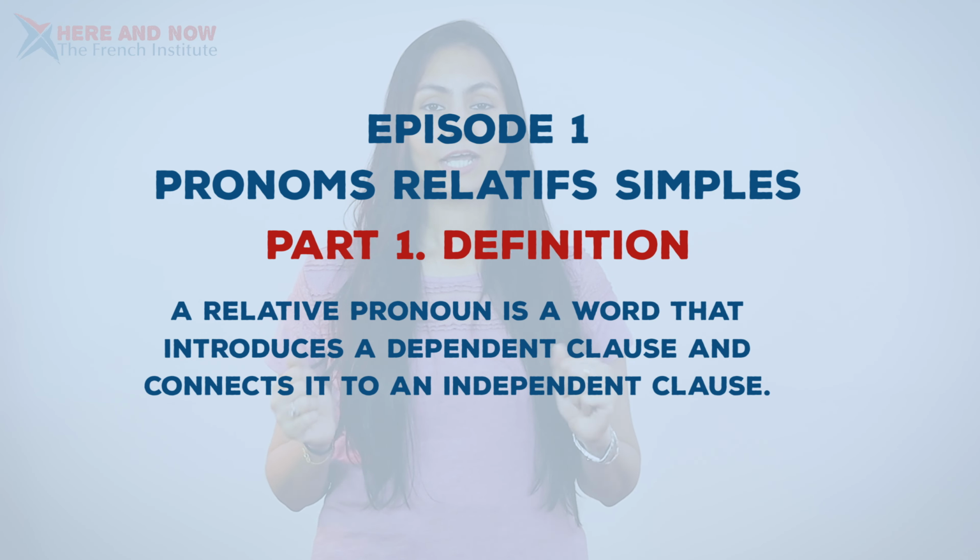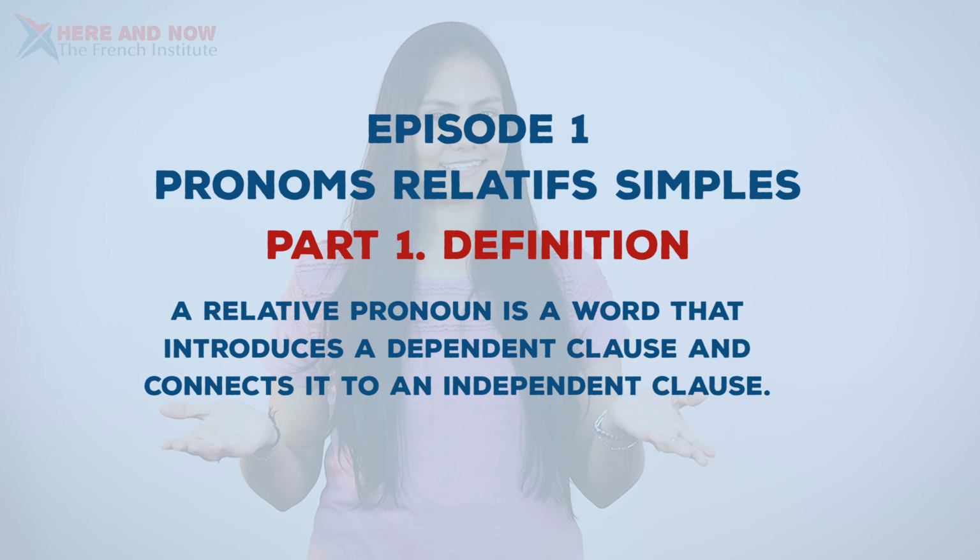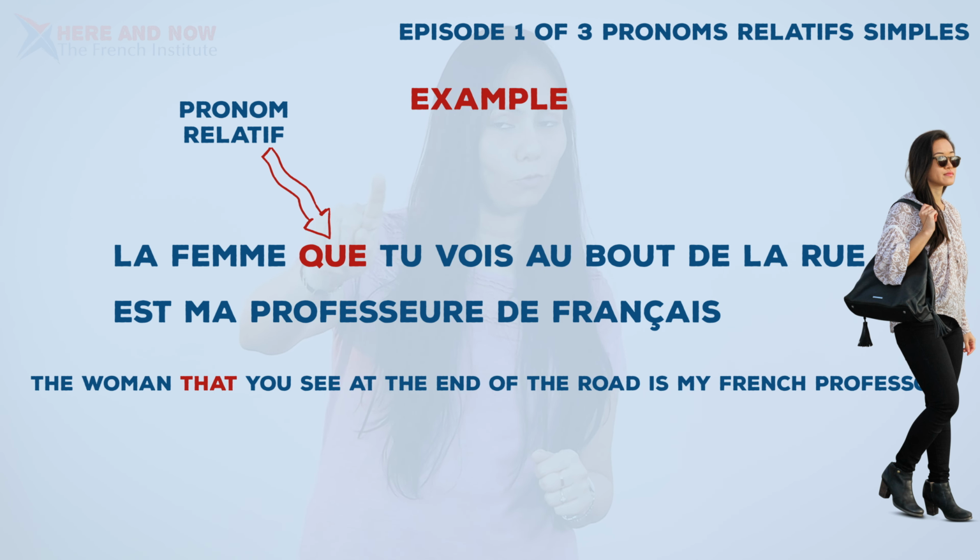Let's see the meaning of relative. Since the word is very transparent as in English, you wouldn't need much explanation. It is very evident that a relative pronoun allows us to create a link between 2 sentences. For example, la femme que tu vois au bout de la rue est ma professeure de français. The woman that you see at the end of the road is my French professor.